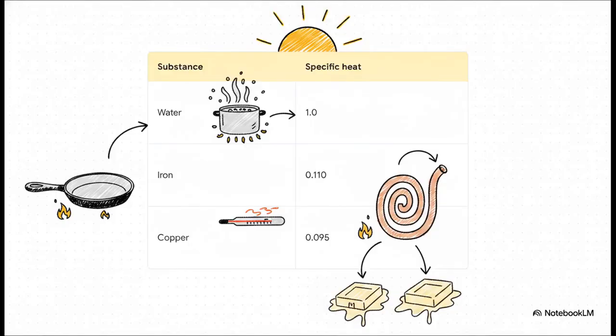Here's the actual data proving what we just saw in the wax. Iron's specific heat is 0.110 and copper is 0.095. So iron's higher value perfectly explains why it melted more wax. But I want you to pay special attention to water at the very top of this chart, sitting at 1.0. It is nearly 10 times higher than iron. This is exactly why a metal pan burns your hand almost instantly on the stove, but the water inside that same pan seems to take forever to boil. Water takes a lot of energy to heat up.